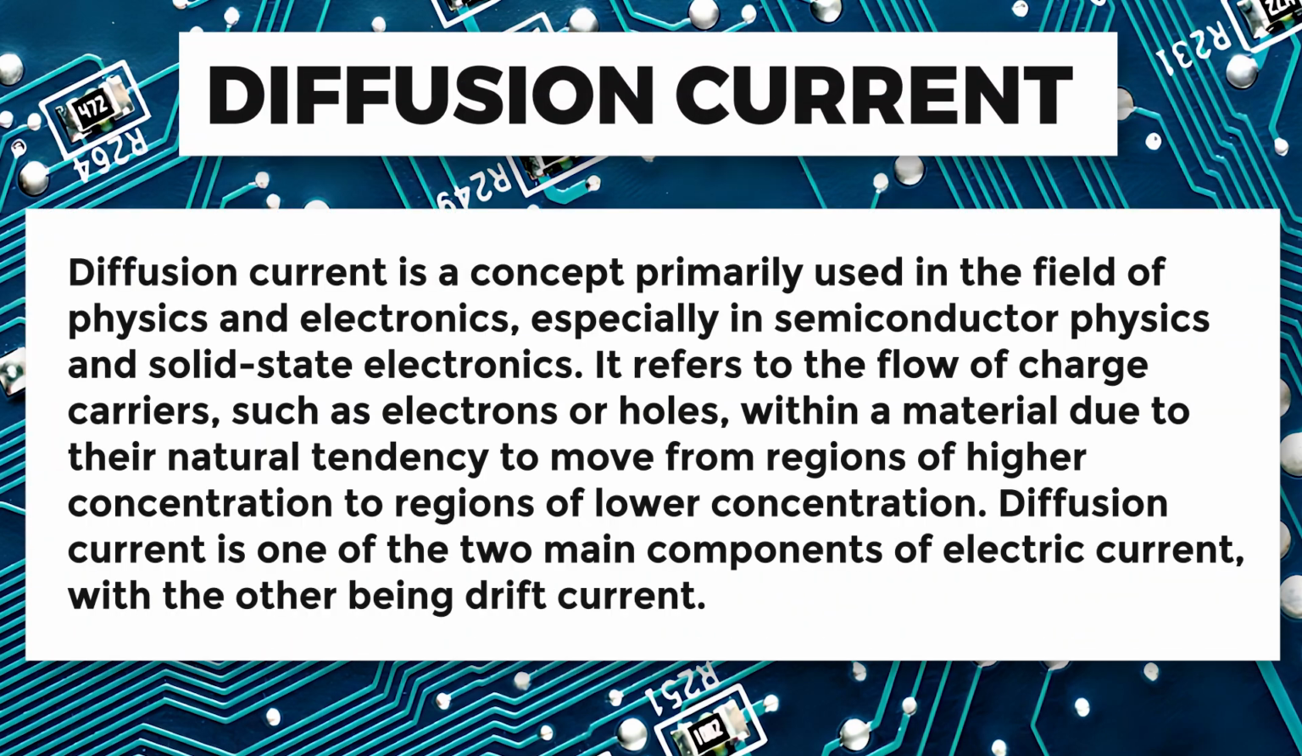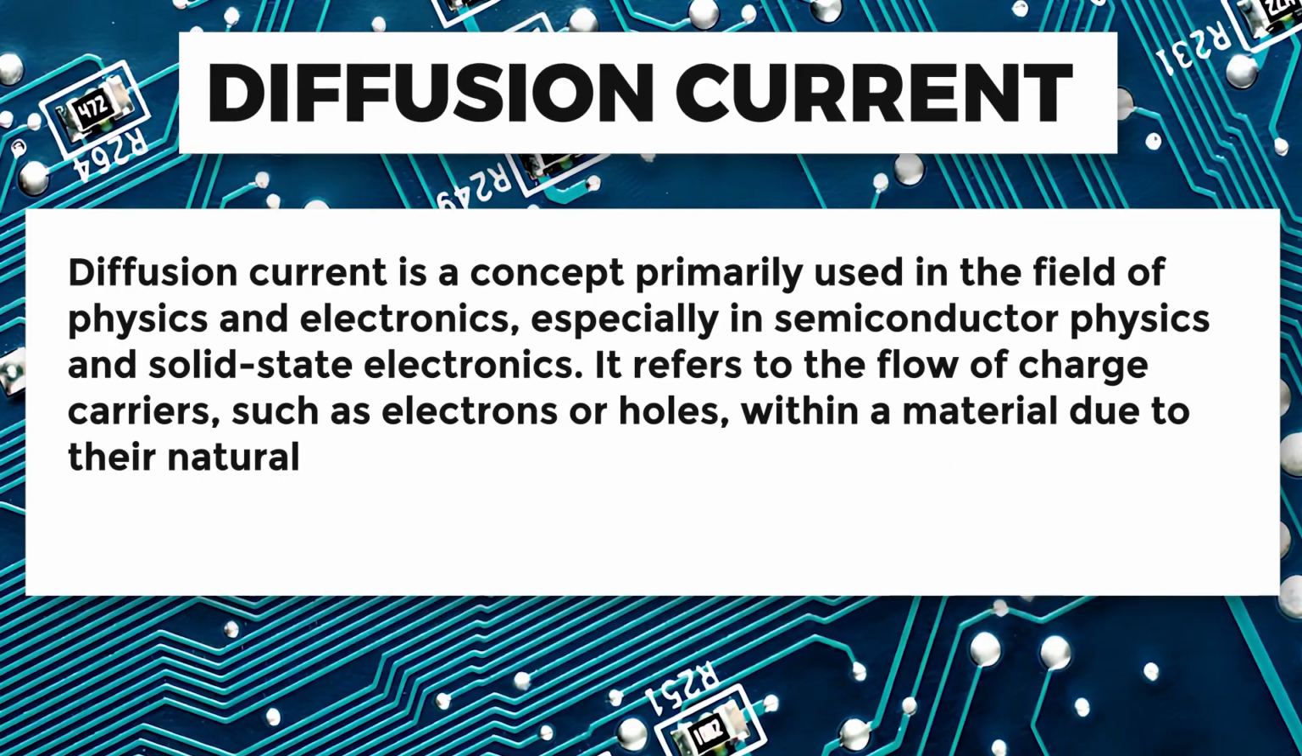Diffusion current is a concept primarily used in the field of physics and electronics, especially in semiconductor physics and solid-state electronics. It refers to the flow of charge carriers such as electrons or holes within the material due to their natural tendency to move from a region of higher concentration to a region of lower concentration. Diffusion current is one of the two main components of current in an electronic circuit, the other being drift current.